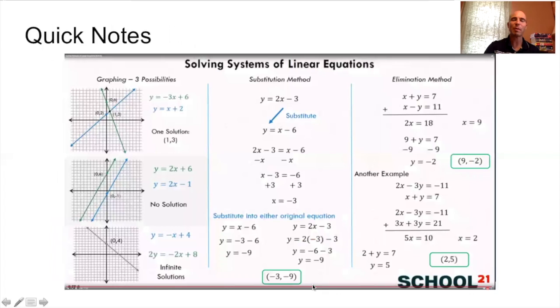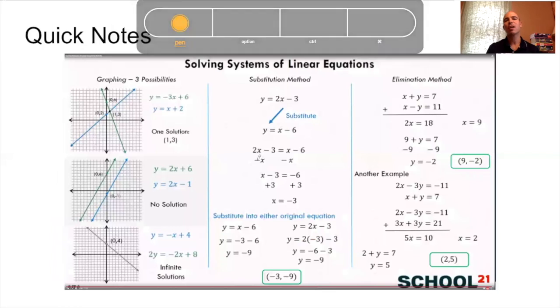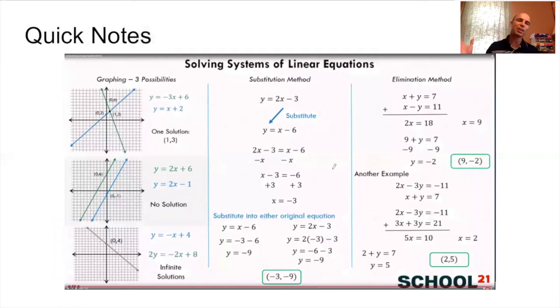Anyway, that was your warm-up, and now for the lesson itself, solving systems of equations. Now, you see here a review of everything that you learned in Algebra 1 about solving systems of equations. There are 3 primary methods that we've used.